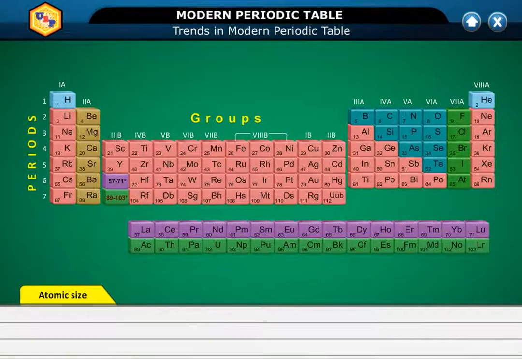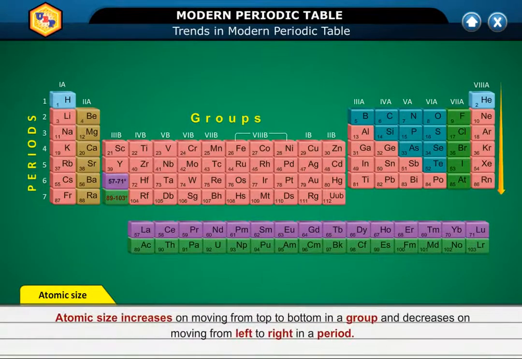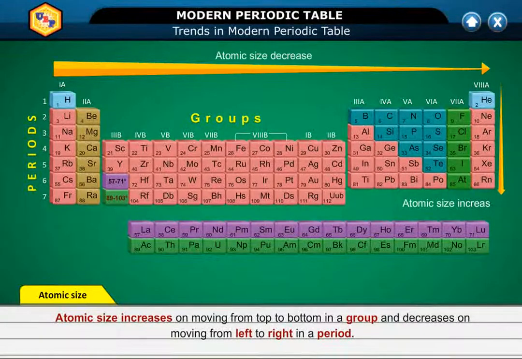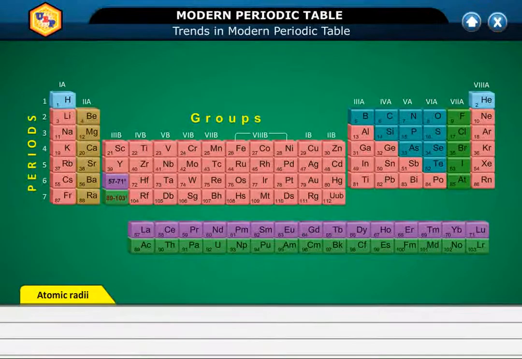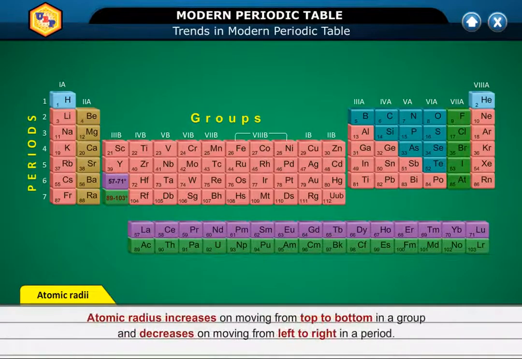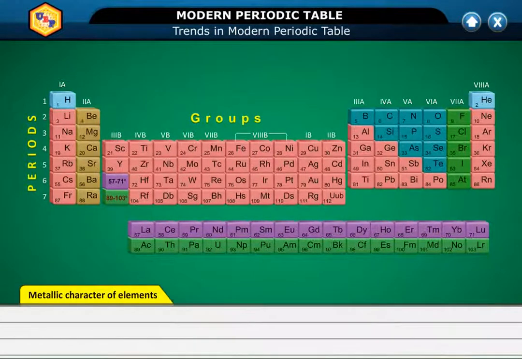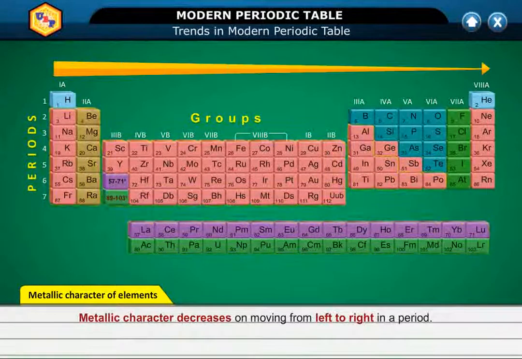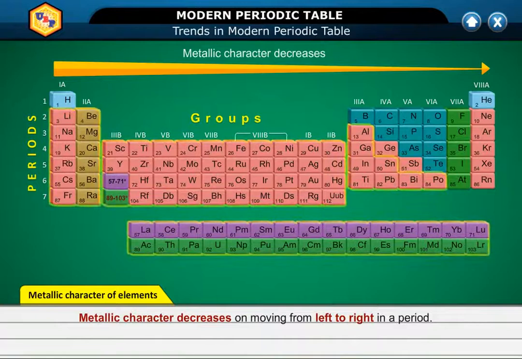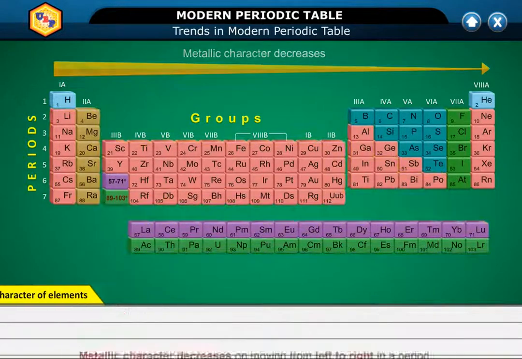Number 2. Atomic size. Atomic size increases on moving from top to bottom in a group and decreases on moving from left to right in a period. Number 3. Atomic radii. Atomic radius increases on moving from top to bottom in a group and decreases on moving from left to right in a period. Number 4. Metallic character of elements. Metallic character decreases on moving from left to right in a period.